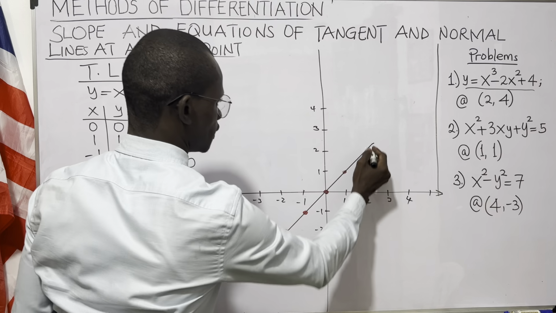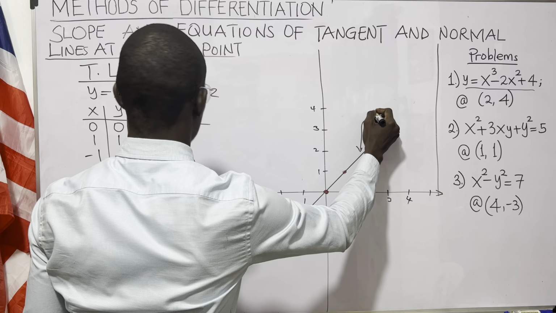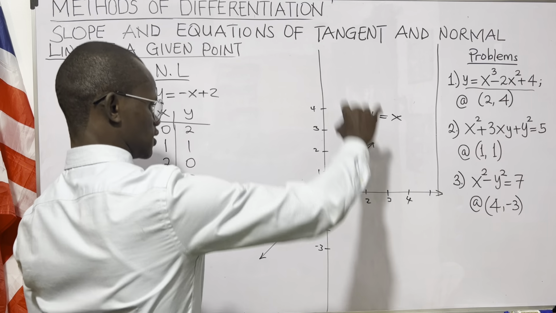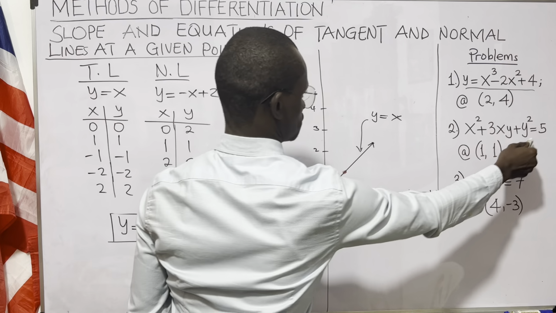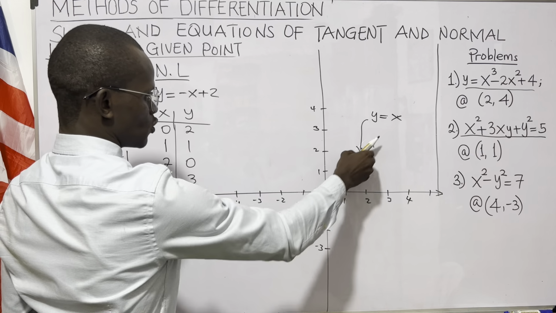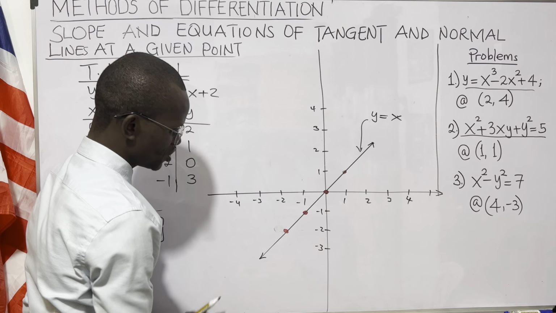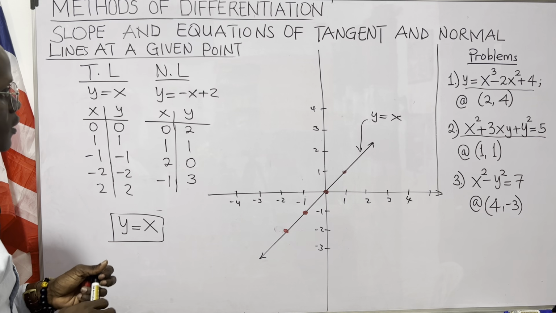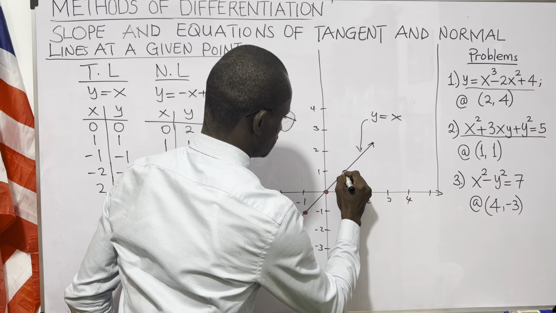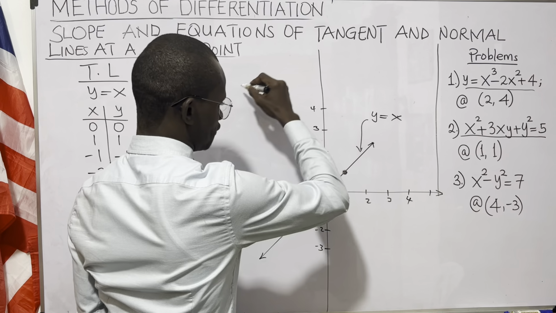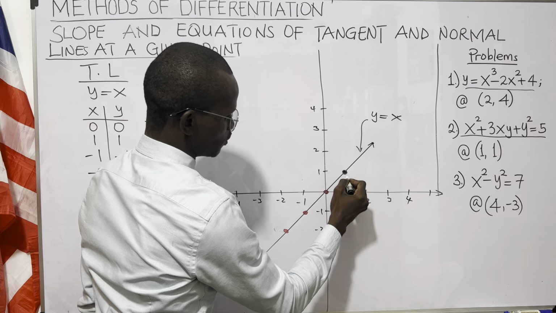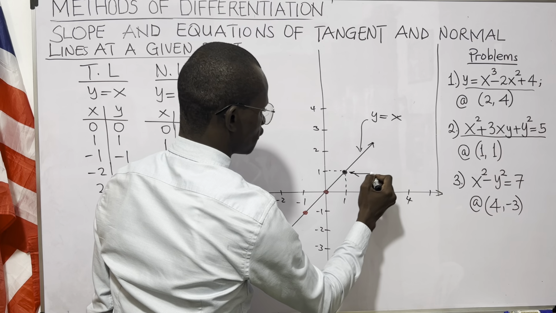So we're going to have a line like this for y equals x, which is a tangent line. If you had a curve, and this equation was graphed, this tangent line will be touching the curve at the point (1, 1). Probably if it was a curve like this, it will be touching this particular tangent line at this point (1, 1). So this is the point of tangency.